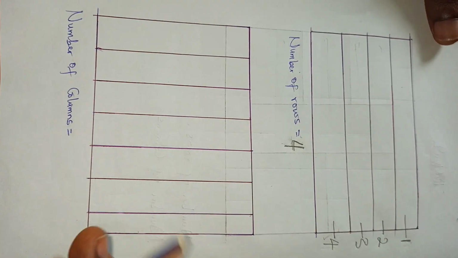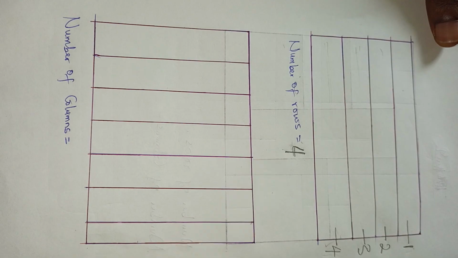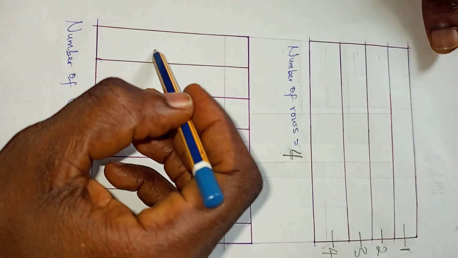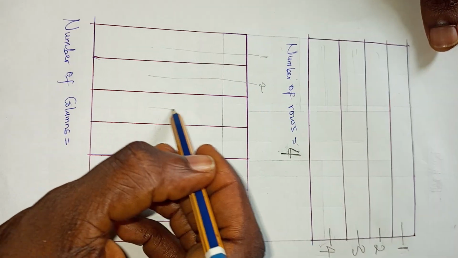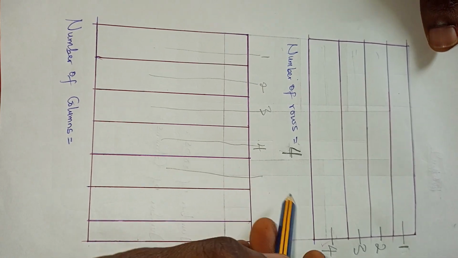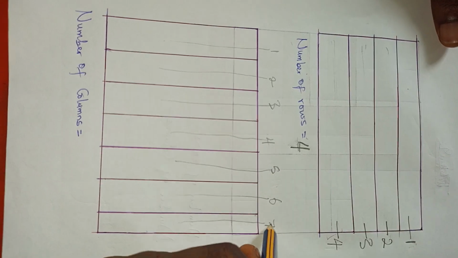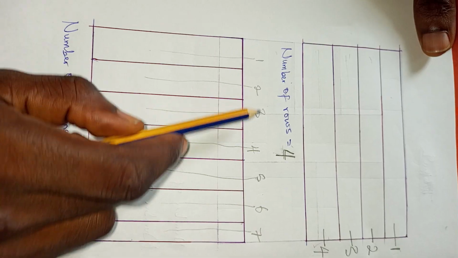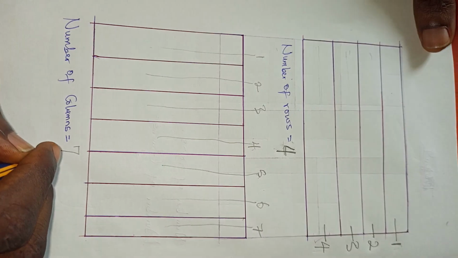And now, looking at this other table, how many columns do we have? The columns are simply the number of vertical spaces running through a table. So you have 1, 2, 3, 4, 5, 6, and then you have 7. So the number of columns here is 7.